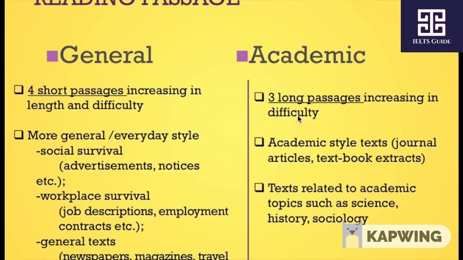Now, for academic IELTS, it's quite different. The reading passages are again increasing in difficulty, and they're both very long passages. The academic style of passages would be journal articles or textbook extracts. So they tend to contain a lot of technical, high-end vocabulary writing. And the texts are related to academic topics such as science or history and sociology. So they usually tend to be a little more difficult to comprehend compared to the IELTS General passages.